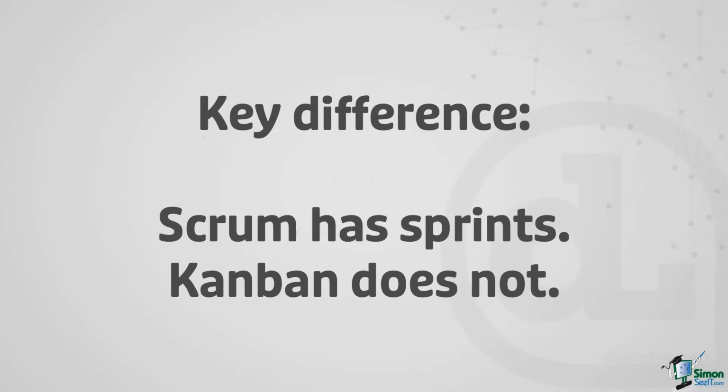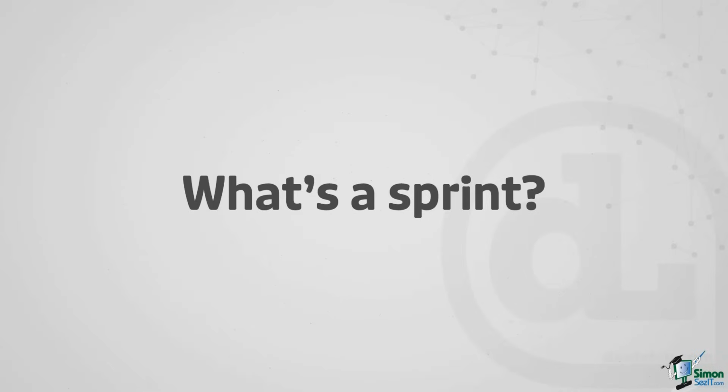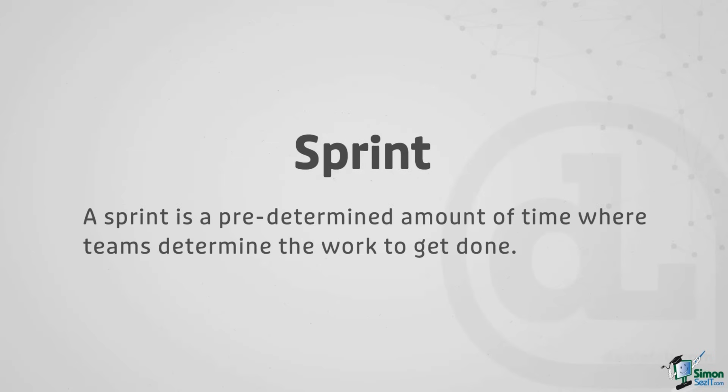And that difference has to do with something called a sprint. And again, that begs the question. You can start to see why some of these concepts that we're going to see inside of Jira don't really explain them. So what is a sprint? Well, a sprint is a predetermined amount of time where teams determine what work is going to get done in that time.